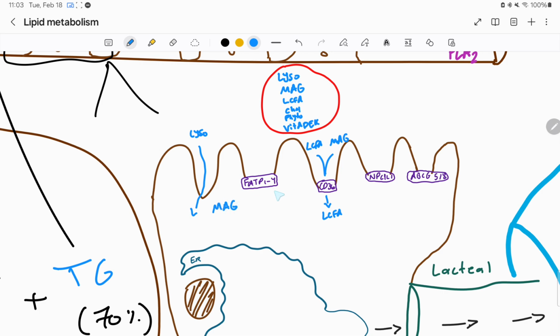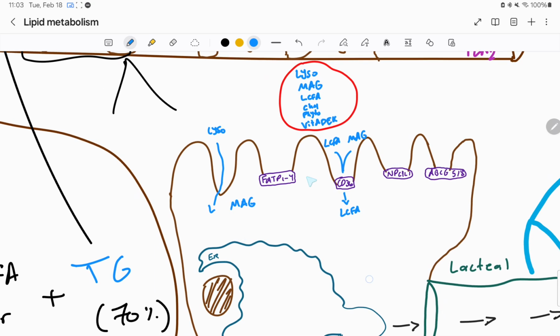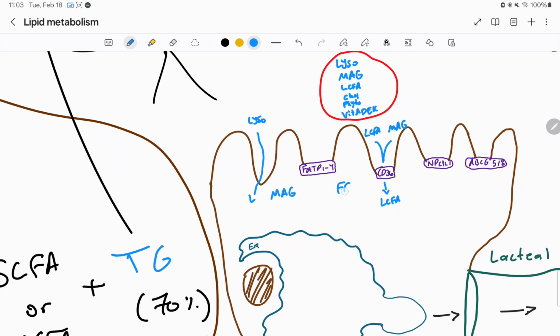There is also this other protein here called fatty acid transporter protein 1, FATP1. This one is a little different. It's not actually a transport protein. CD36 is a transport protein. It takes a fatty acid and a monoacylglycerol and brings them into the cell. But this one's not a transport protein. So what is it? It takes free fatty acids that are already inside of the cell, and it kind of acts like an enzyme.